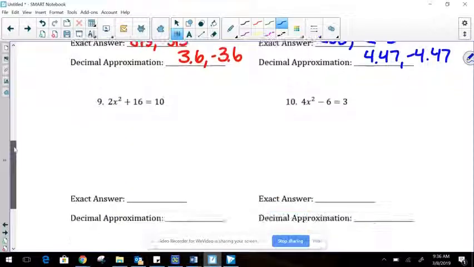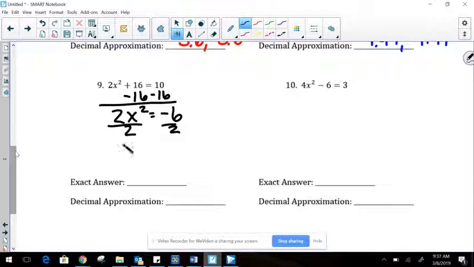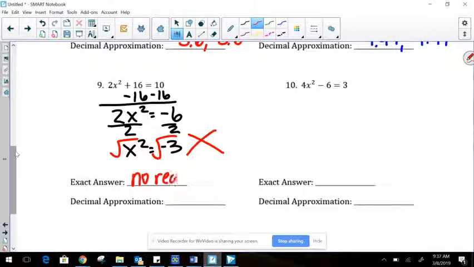Okay. All right. Actually, I lied. We're going to do one more here real quick. Number 9. I'm going to subtract 16 from both sides. So I have 2x squared is equal to negative 6. Divide by 2, divide by 2. X squared equals negative 3. When I take my square root, square root of a negative is always no real solution. So this is not going to work. So I write no real solutions. Okay, and that's the same thing for the decimal approximation. Okay, there we have it. That's day 1 of solving radical equations by square roots.